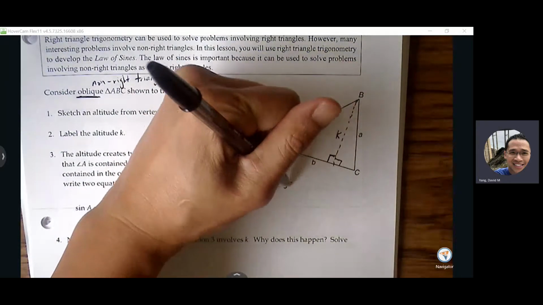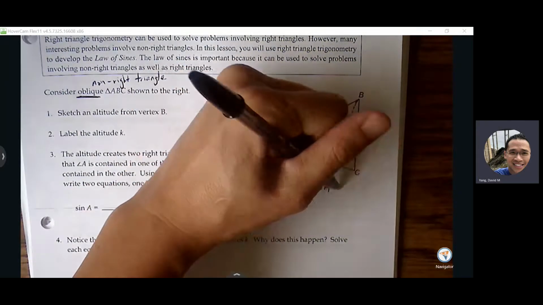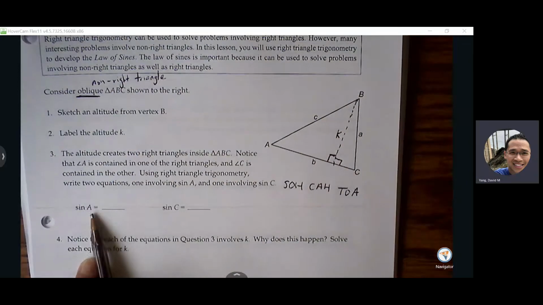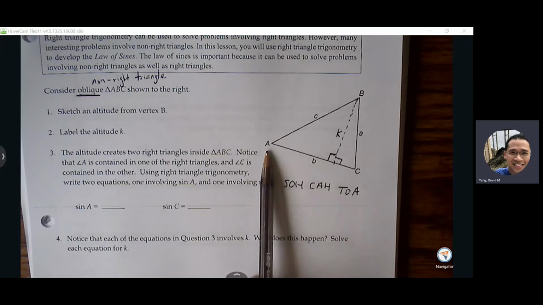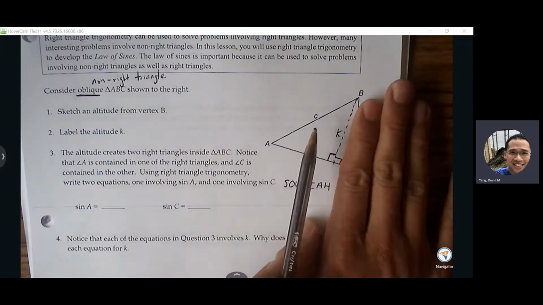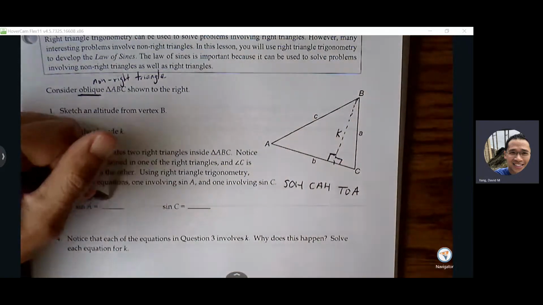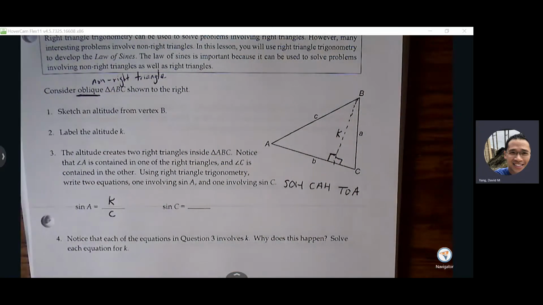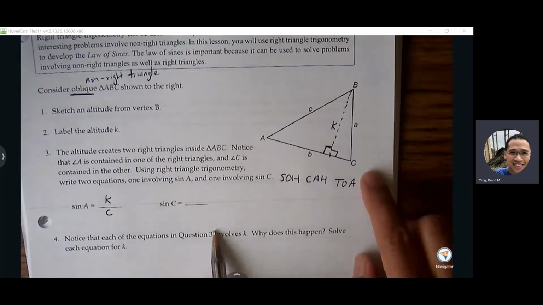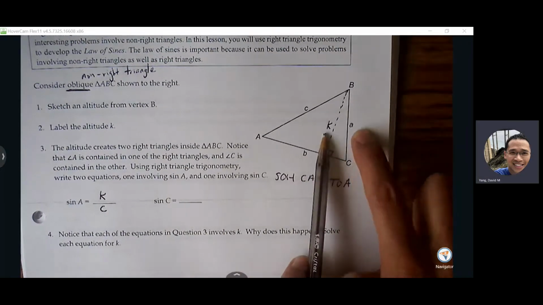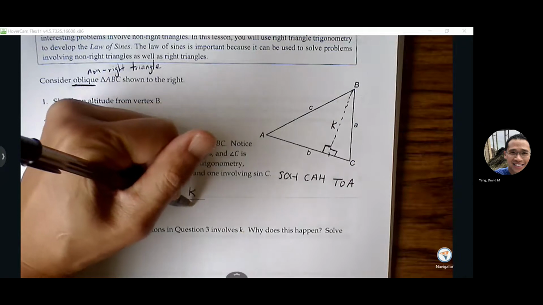So remember, SOHCAHTOA. So sine is what? Yeah, opposite over hypotenuse. So sine of A is equal to k over c. Opposite side over hypotenuse. Okay, sine of C. What about sine of C here? Opposite over hypotenuse here.